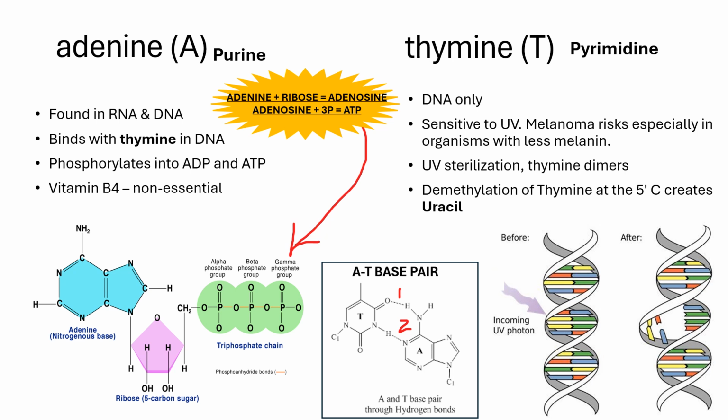Thymine, also known as thymidine monophosphate or thymidinic acid, is very sensitive to UV radiation. It can create dimers when adjacent thymine nucleobases are covalently bonded to each other. UV sterilization works by creating these dimers to inhibit DNA replication in bacteria. Unrepaired dimers can lead to melanoma. The base pairs are pretty close in their molecular structures, so any small alterations can lead to mismatched base pairs and mutations. For example, the demethylation of thymine at the 5' creates uracil.